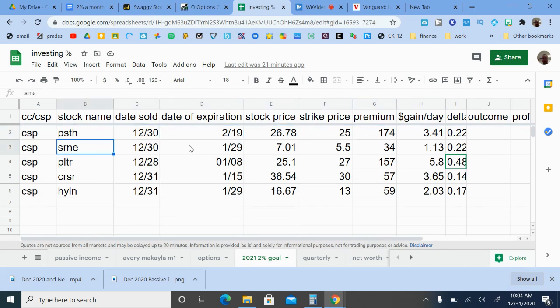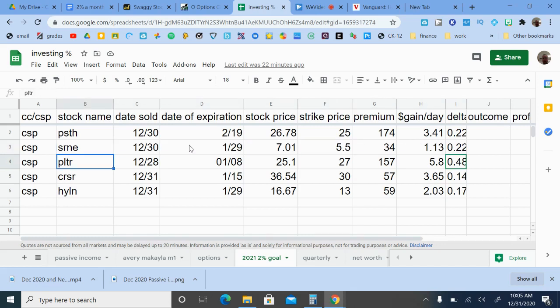That's my first trade. Next one's SRNE, a pretty low trading pharmaceutical company. I did a monthly on this one. Stock price at 7, I did 5.5, which is a pretty big drop. Premium was $34. It's $1.33 a day and the same delta as PSTH.